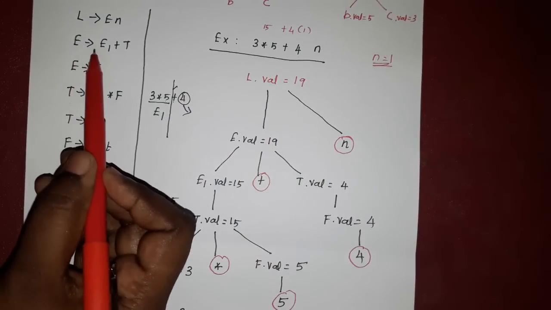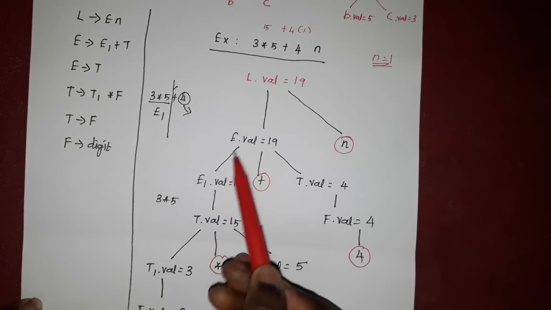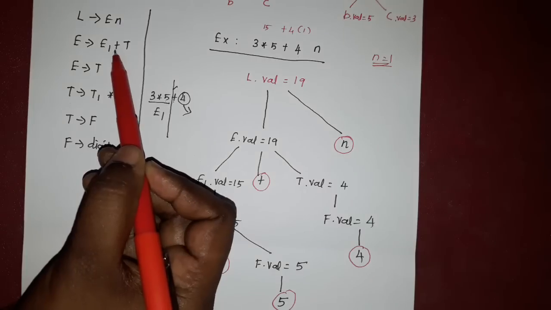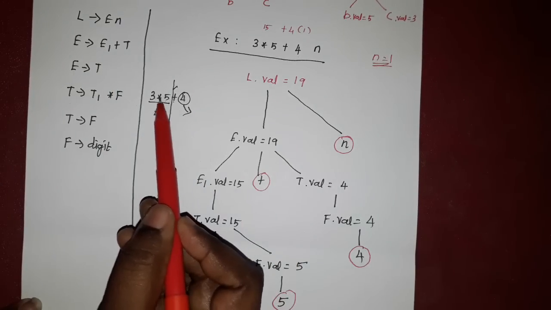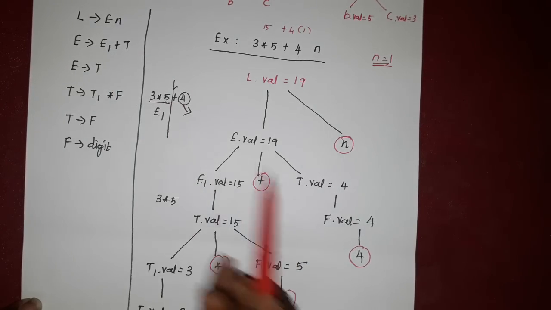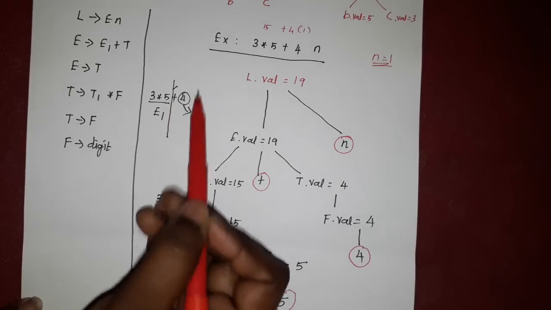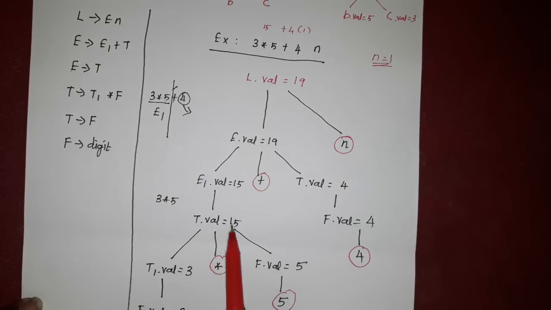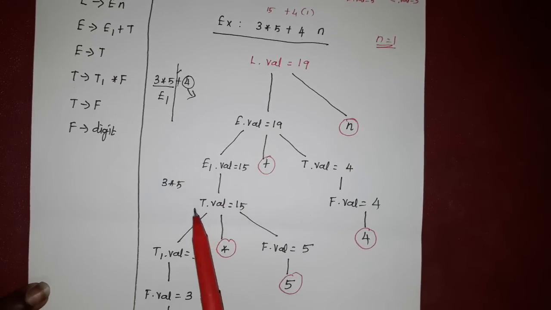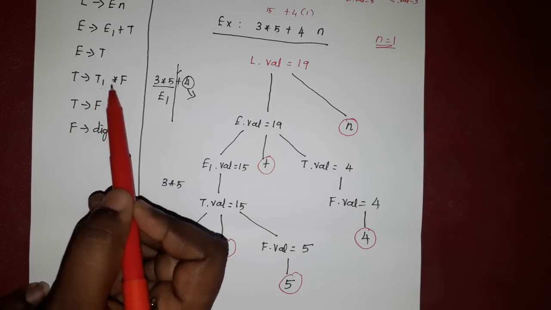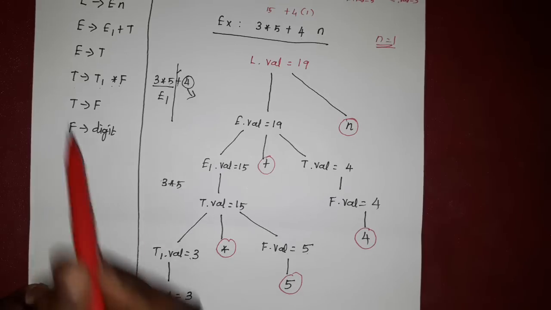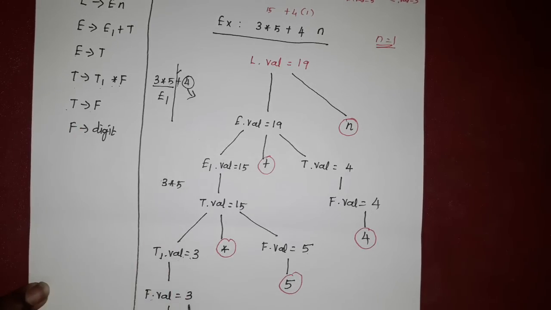Then E can be split up into E1 plus T. So this E is split up into 2: E1 dot value plus T dot value. So in 3 star 5 plus 4, this is the plus operator. So the left pointer is 15 and the right pointer is 4. Then this E dot value is equal to T dot value, same value. Then T dot value is equal to T1 dot value star F dot value. So this is 3, this is star, this is 5. So finally T dot value is equal to F dot value.